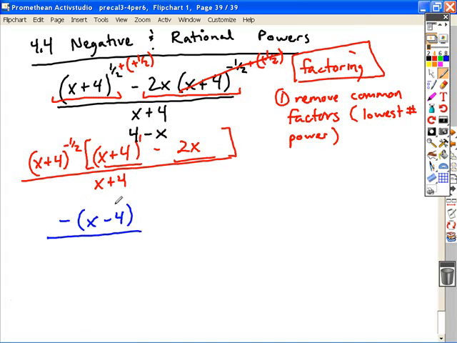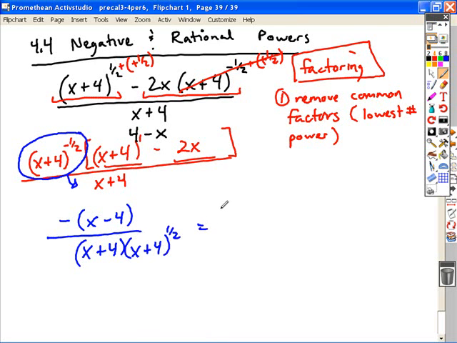There's our numerator. In our denominator, we have an x plus 4. But we also have this factor with a negative power. Well, what can I do with this in order to change the power to a positive? Yeah, so let's move this down to the denominator. So it becomes x plus 4 to the 1/2.